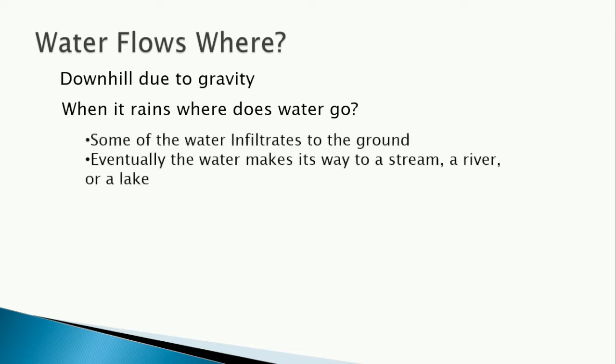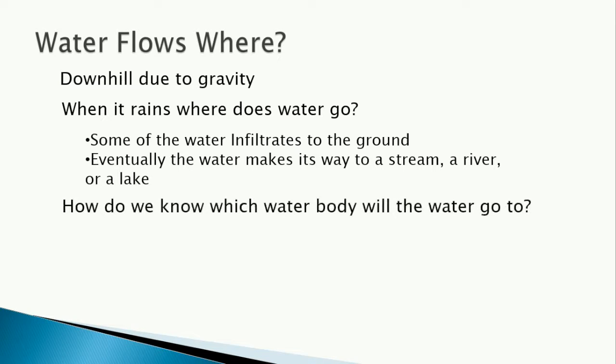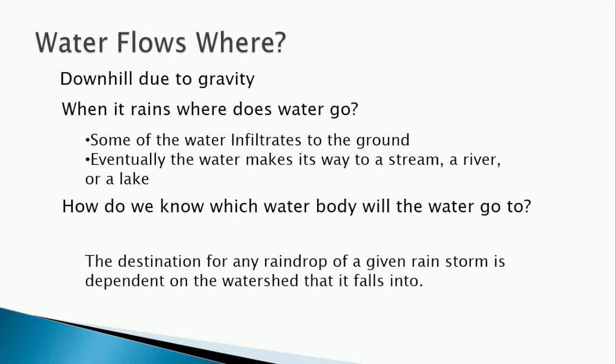Some rainwater will soak into or infiltrate the ground. Water that doesn't soak in will flow across the land until it reaches a stream, river, or lake. If we know the location of the rainstorm, can we predict what body of water the rain will end up in? In short, yes, we can predict this with the help of watershed maps.